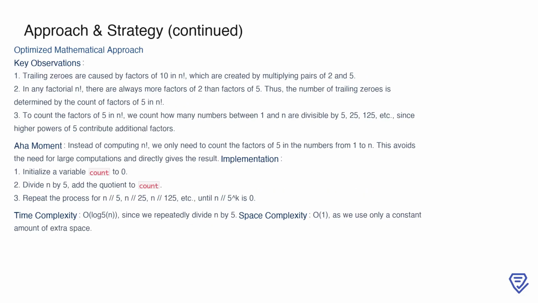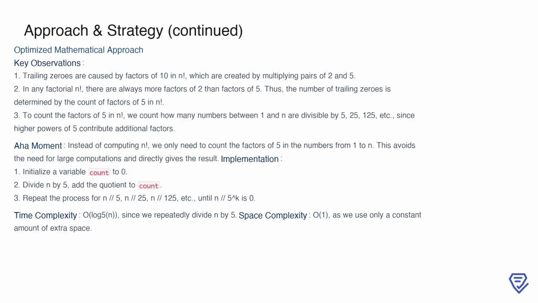Recognizing the inefficiency of brute force leads us to a more optimized mathematical approach. The key insight here is that trailing zeros in a factorial are caused by factors of 10, and factors of 10 are produced by multiplying 2 and 5. However, in any factorial, there are always more factors of 2 than factors of 5. This means that the number of trailing zeros is determined solely by the count of factors of 5 in the numbers from 1 to n.